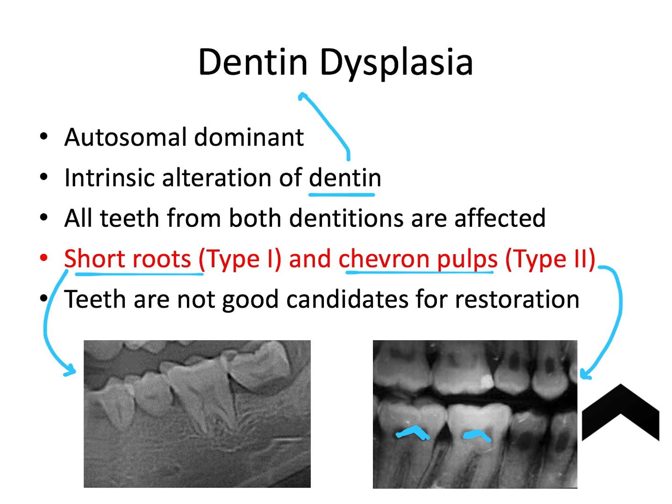How I remember this one, I hold up one finger for type 1. Holding up one finger, it kind of looks like a tooth root. Hold up two fingers for chevron pulps. If I hold up two fingers, kind of make a peace sign, that's kind of what this chevron shape looks like. So that's how I keep those two things straight. These teeth are not good candidates for restoration, especially these where they're just going to become mobile and fall out anyway.